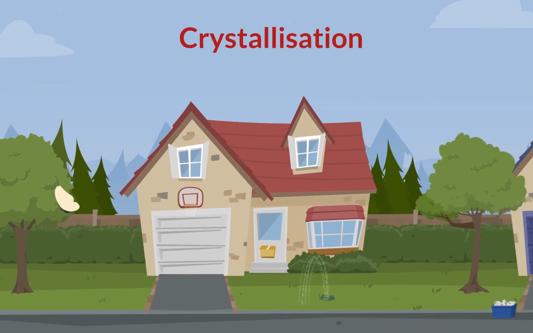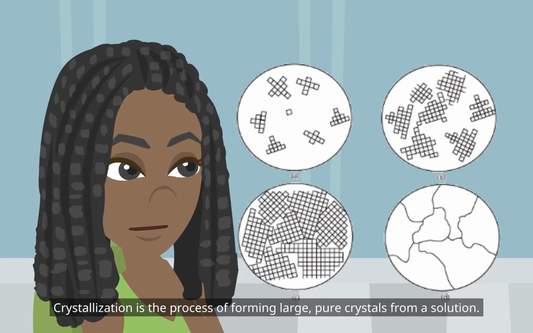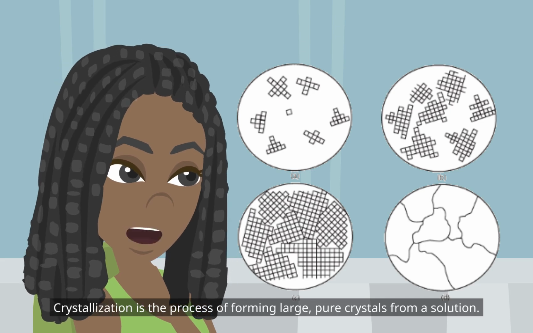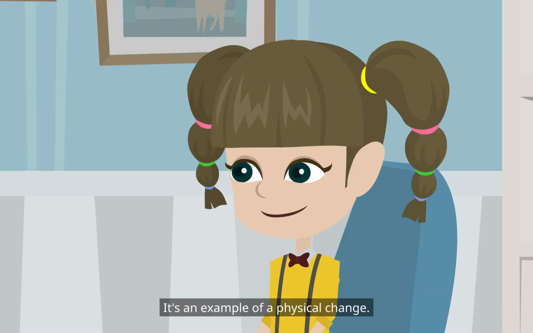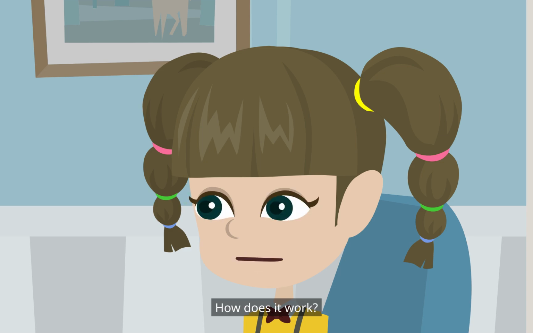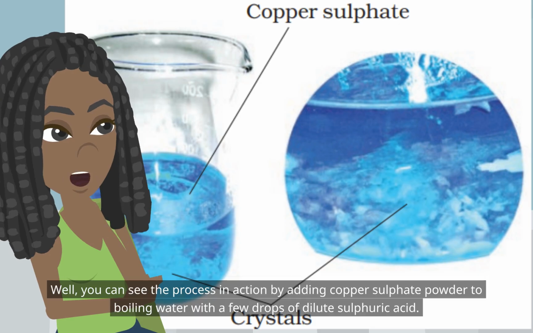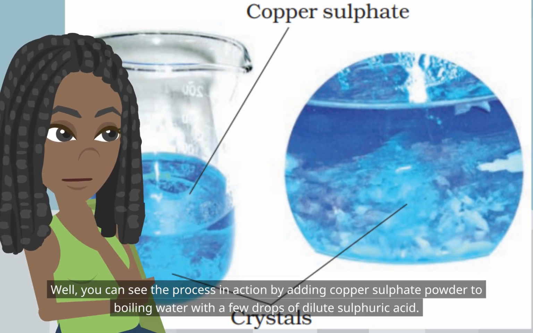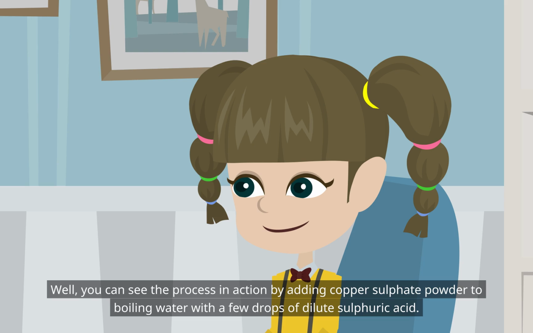Crystallization. Crystallization is the process of forming large, pure crystals from a solution. It's an example of a physical change. How does it work? Well, you can see the process in action by adding copper sulfate powder to boiling water with a few drops of dilute sulfuric acid.